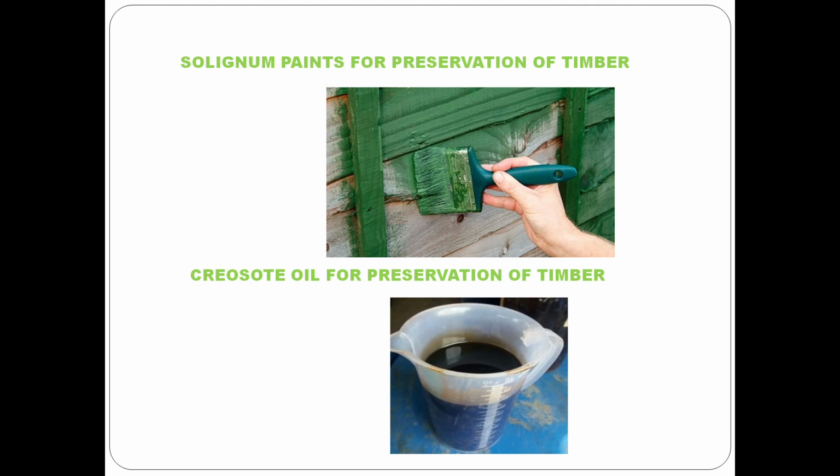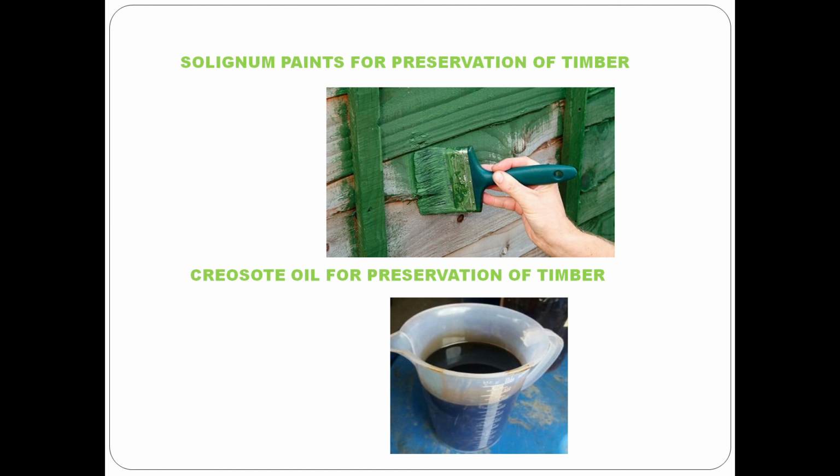Next one is Solignum paints for preservation of timber. Solignum paints are applied in hot condition using a brush. They are well suited for preserving timber from white ants, and Solignum paints can be used by adding color pigments so the timber has a good appearance.